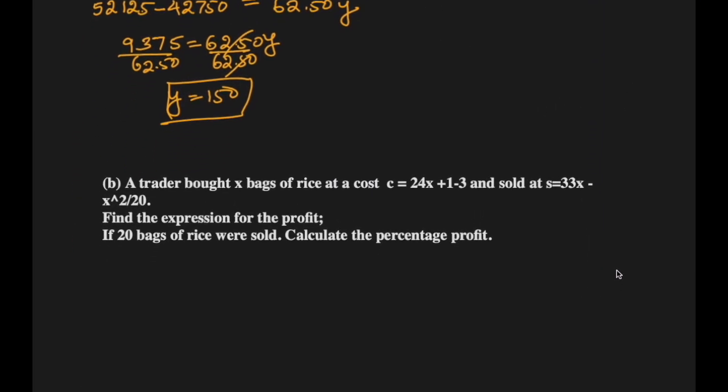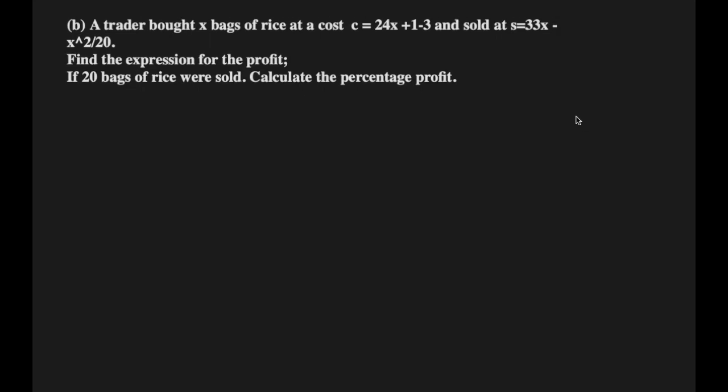A trader bought x bags of rice, again x bags of rice, at a cost, not each. That means 100. This is 103, not 1 to 3. This is the cost of all x bags of rice and sold at this one. Find the expression for the profit. So again, we'll repeat what we did earlier.